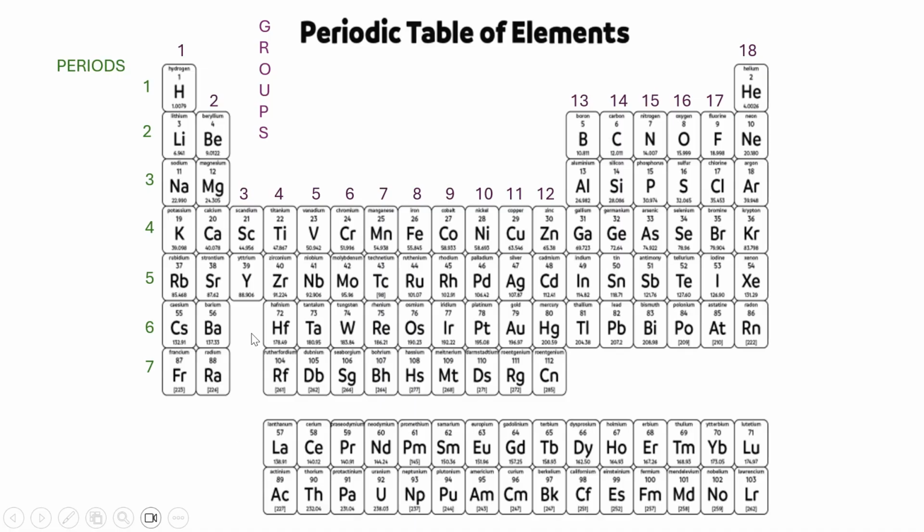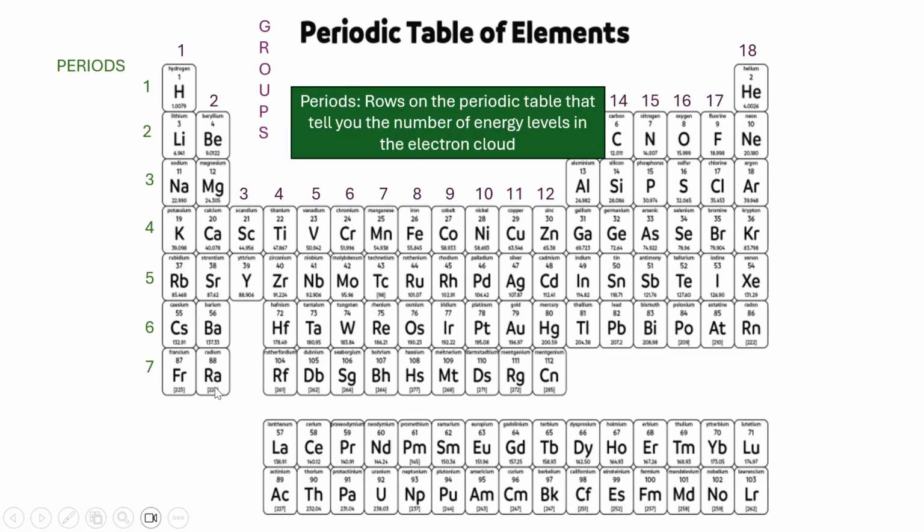The reason they don't do that is because genuinely it wouldn't fit on a piece of paper. So they literally just took these 2 rows and put them down here so they could fit on a piece of paper. But technically speaking, these are just 2 giant rows. So you can put a 6 and a 7 next to the 57 and 89. A period is a row on the periodic table that tells you the number of energy levels in the electron cloud. You don't really know what energy levels are yet, but electron clouds are the area around the nucleus where the electrons live, and they surround the nucleus.